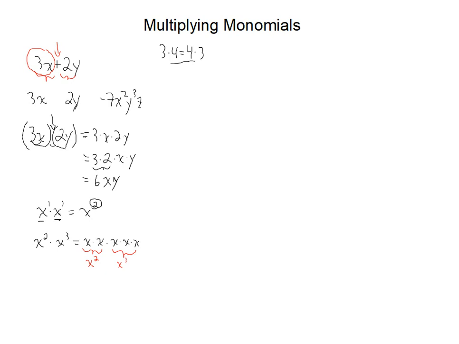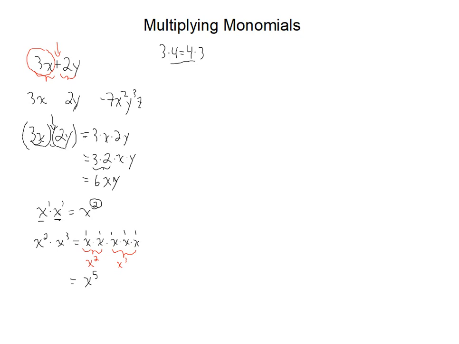And we can rewrite this in a shorter way by counting how many x's there are. Well, there are 1, 2, 3, 4, 5 x's that are multiplied here. A short way to write x multiplied by itself 5 times is to write x to the exponent 5.